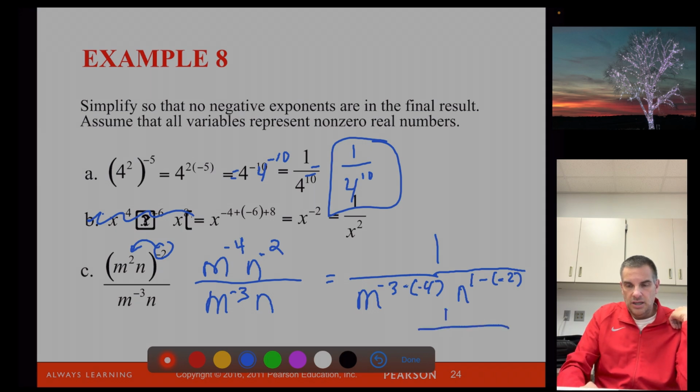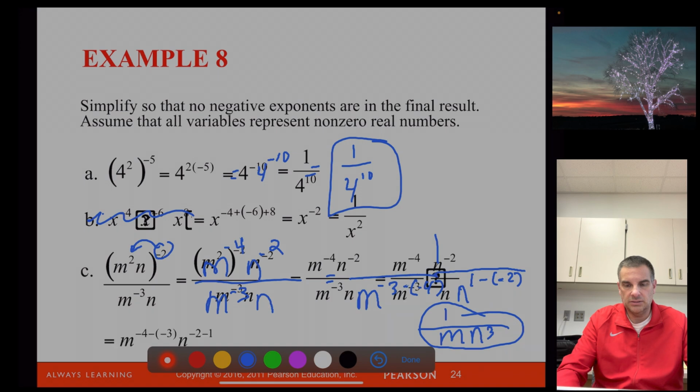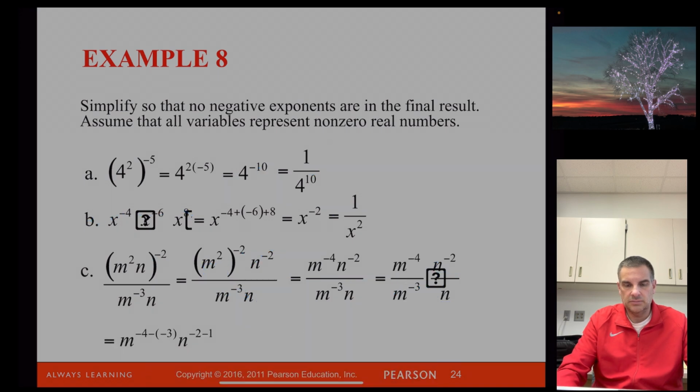Solution: m to the negative 3 minus negative 4, that's just m. 1 plus negative 2... actually 1 minus negative 2 is 3. So there's our solution. Multiple pieces put together, making sure we run the gauntlet. We got the same answers they did. They did it a little differently. There's nothing wrong with that.